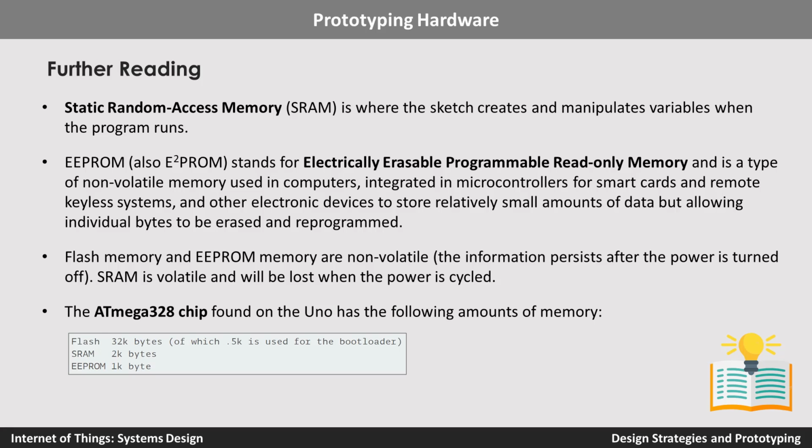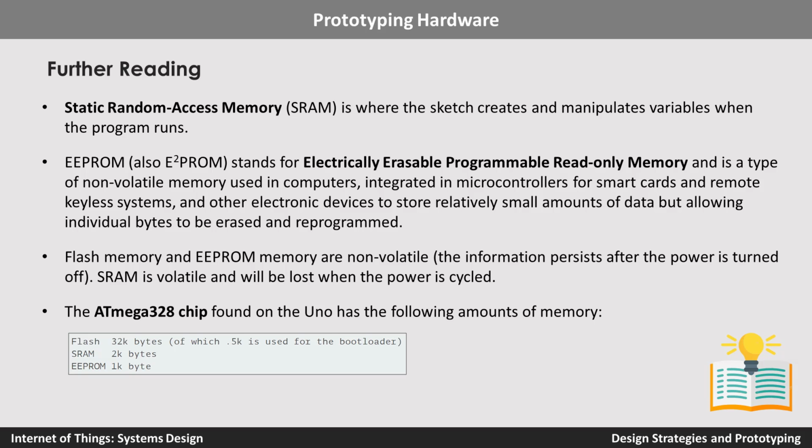Here I am presenting a few more terminologies related to IoT development. Static random access memory, or SRAM, is where the sketches run. When you write Arduino code, it creates sketches. These sketches are created and manipulated, and variables are declared and run on SRAM. SRAM is volatile, which means that when you lose the power, you lose the data.